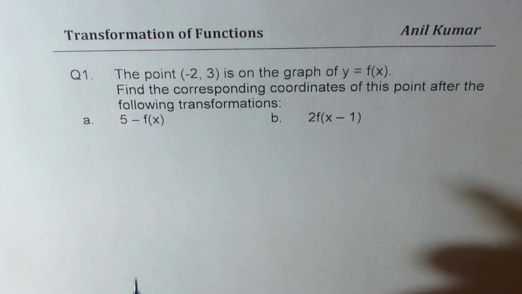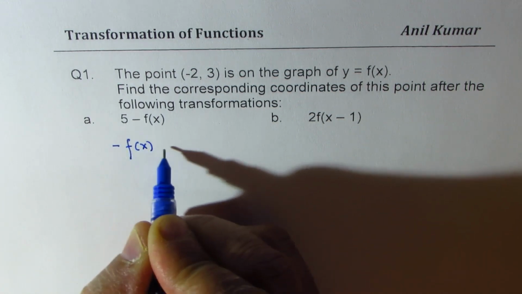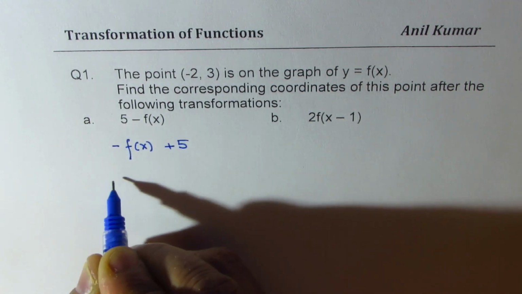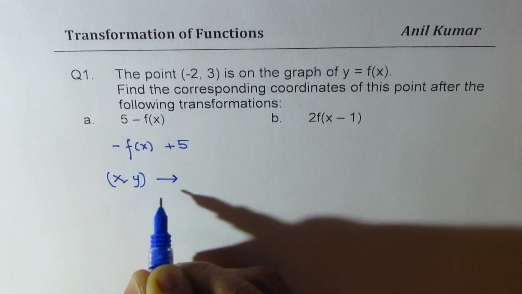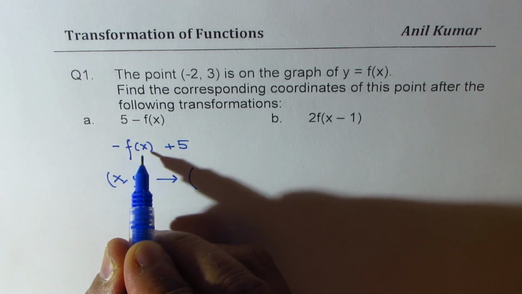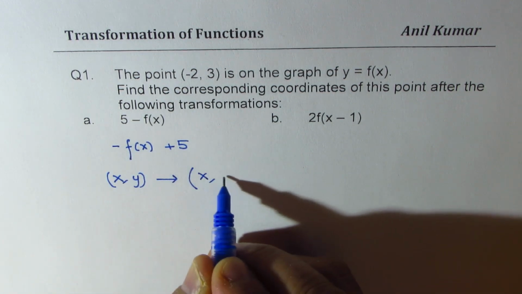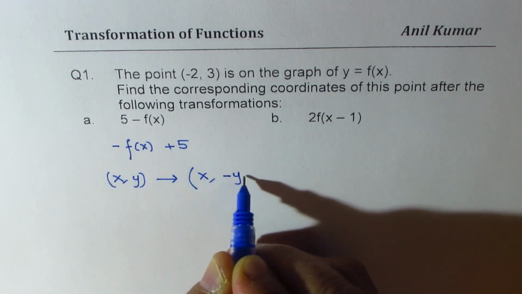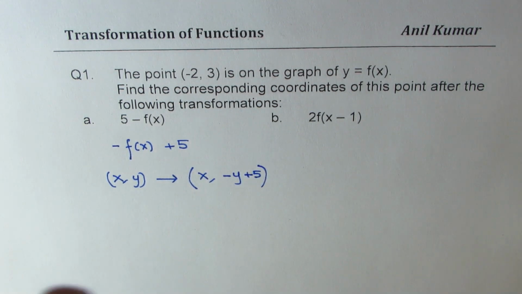5 - f(x). So you could also write this as -f(x) + 5. So the transformation of the points here is what? If (x, y) is the original point, it gets transformed and nothing happens to the x value. It remains the same. As far as the y value is concerned, it becomes negative and you have to add 5. Correct? So that is the transformation.